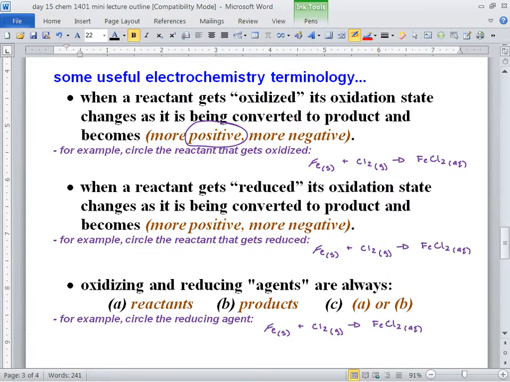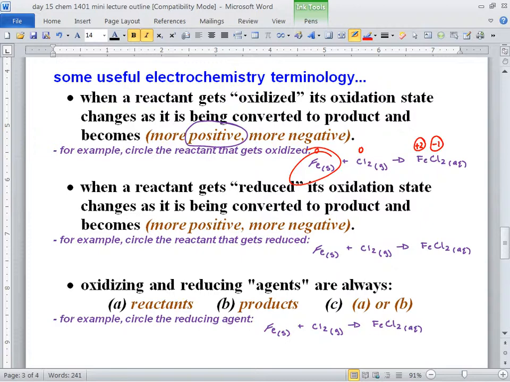So for example, circle the reactant that gets oxidized. Well, both of these oxidation states are what? Iron is 0 and chlorine is 0. They're both 0. So you have to go over to the other side and see what's going on. Iron is going to be a plus 2. That means each chlorine has to be a negative 1. So which reactant got oxidized? Which reactant got an oxidation state that became more positive? Iron. So there's your answer. Iron, because iron went from 0 to plus 2. You see that, Giselle? Okay.